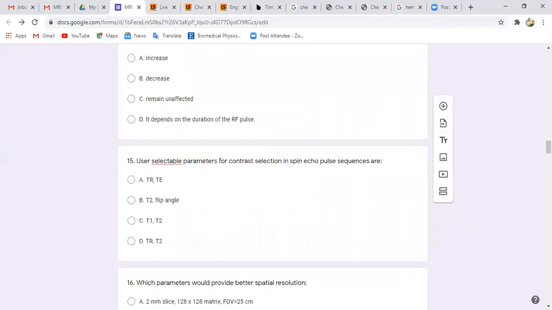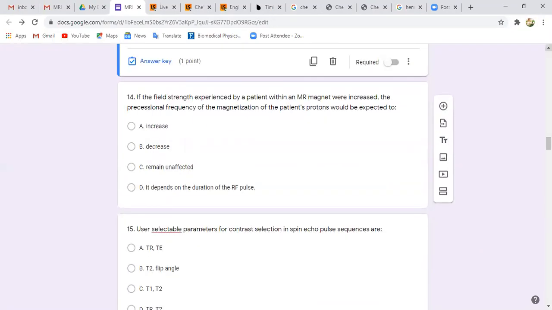But for question 14, if the strength of the external magnetic field experienced by the patient increases, the precessional frequency of the patient's protons will be expected to do what? To increase too. Yeah, increase. The precessional frequency omega is equal to the gyromagnetic ratio multiplied by the external magnetic field. Of course, if we increase the external magnetic field, the precessional frequency will increase also.